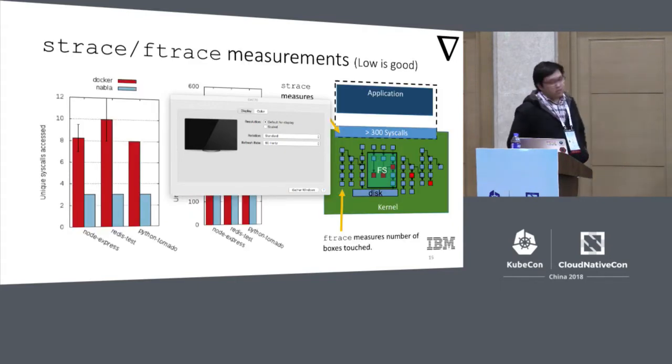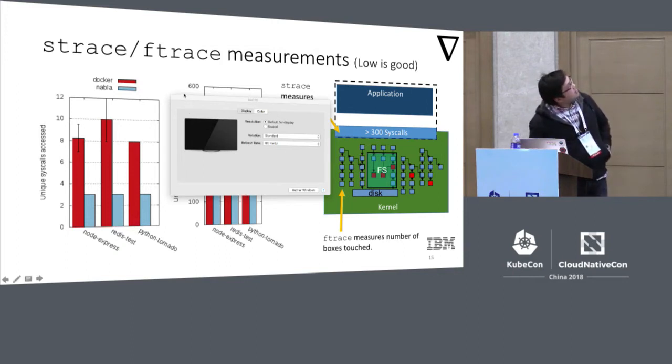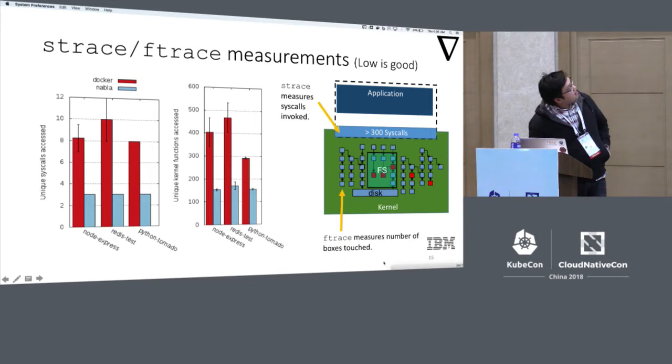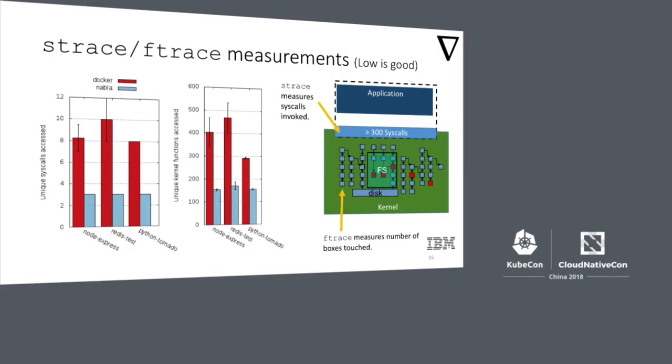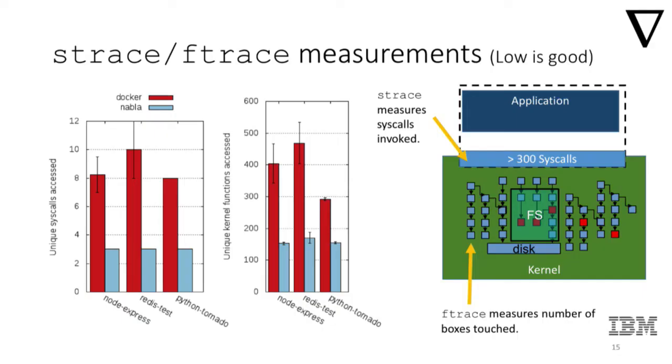All right, so what did we see just now? What we saw was the graph on the left. We were performing an strace, which looks at how many syscalls were performed at this level. For Node Express, we had 3 syscalls versus somewhere around 8 to 10. We also ran this on Redis, the in-memory key-value store, and Python Tornado, a web server. And we see very similar results in the reduction of syscalls.